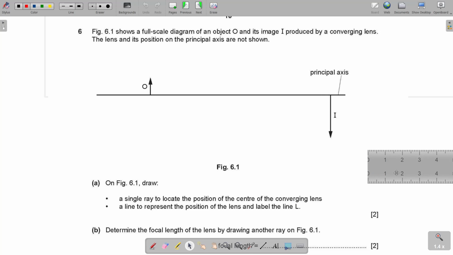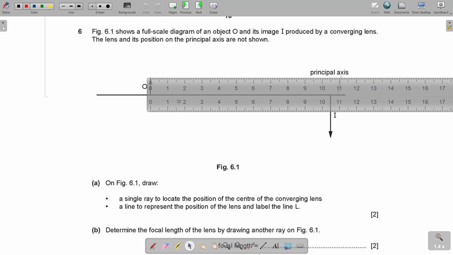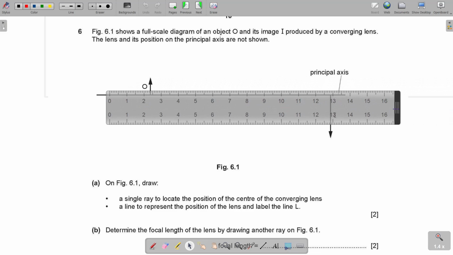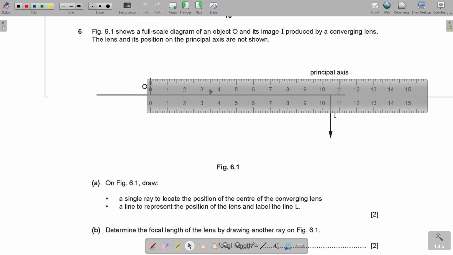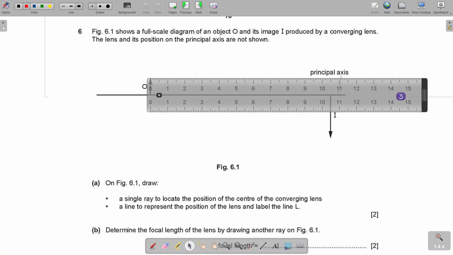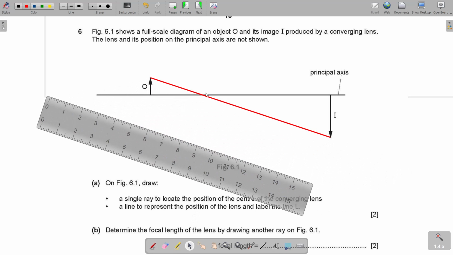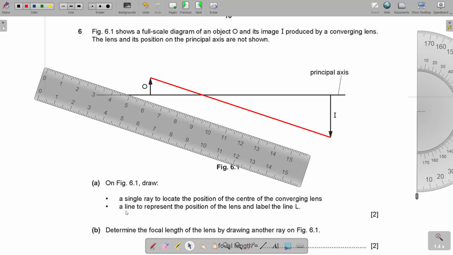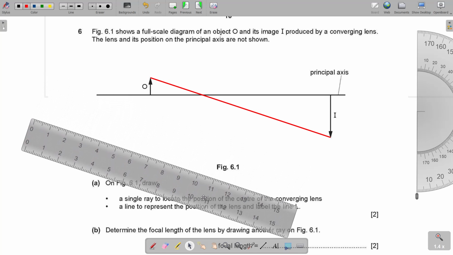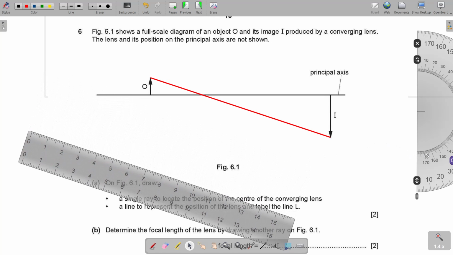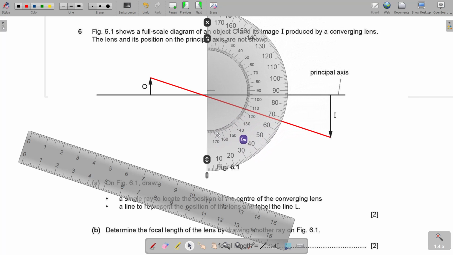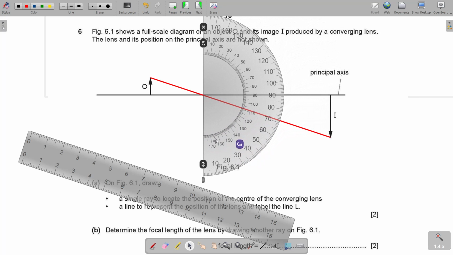So we can use the ray that passes through the optical center and continues straight without bending or changing direction. So we draw one line from the top of the object to the tip of the image, and this straight line should pass through the optical center. So the intersection here is the optical center. And then a line to represent the position of the lens and label the line L. So the lens should be a vertical line or perpendicular to the principal axis. So we can use a protractor in this way to draw a 90-degree line on the principal axis, and we call that line L.